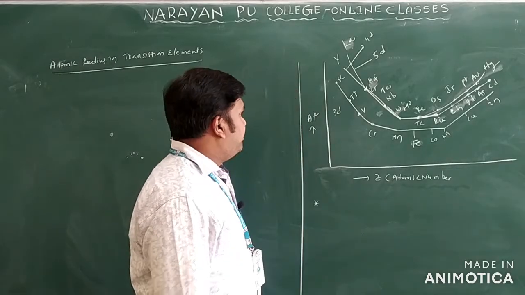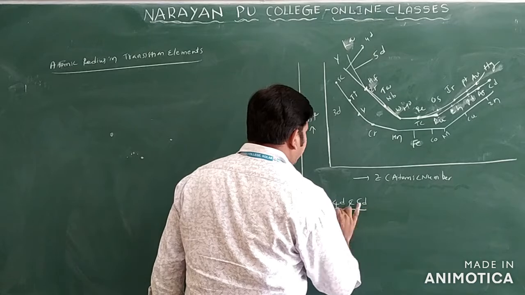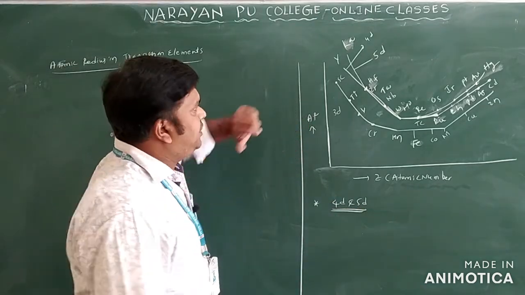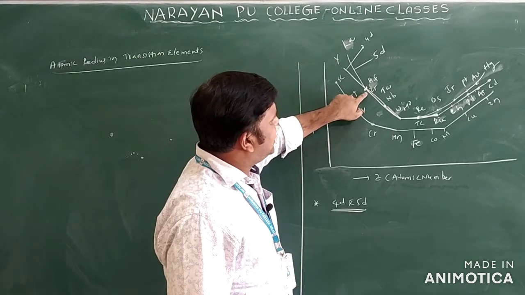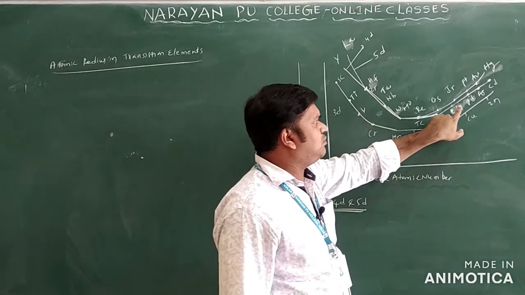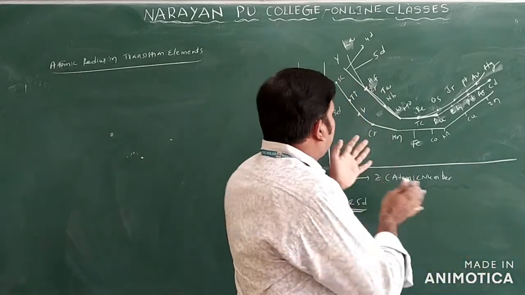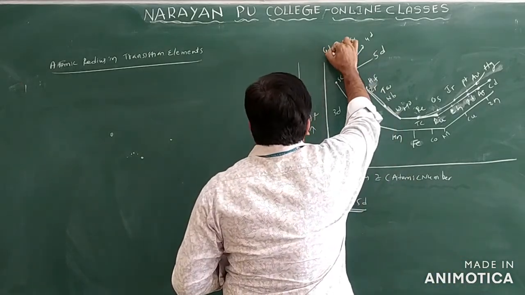Now we will compare the atomic radius with the 4D and 5D series elements only. For 4D and 5D series elements, you can see this is the 4D series. We have yttrium and zirconium, here we have niobium, molybdenum, technetium, ruthenium, rhodium, palladium, silver and cadmium. So this is for which series? This is the 4D series elements only.